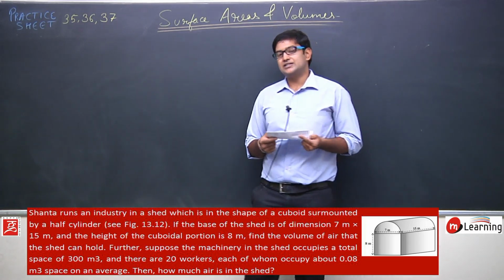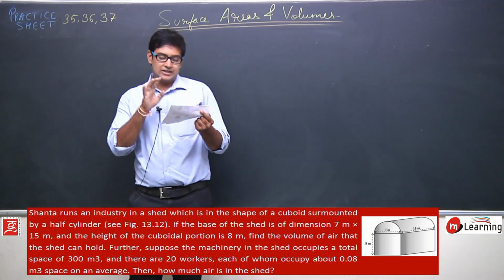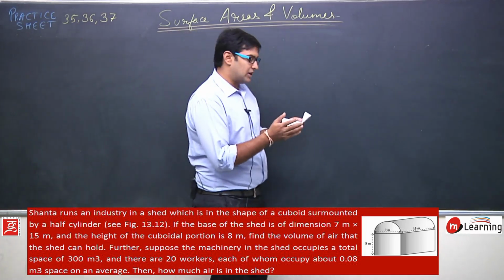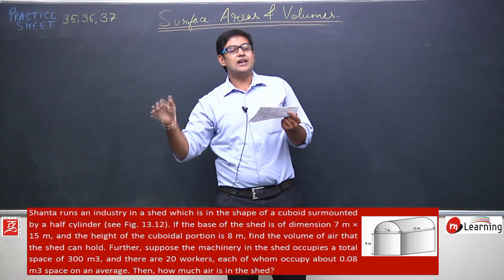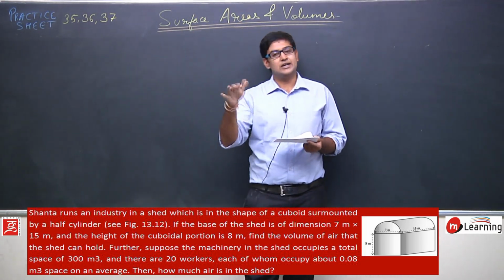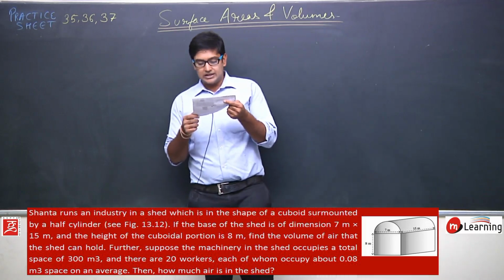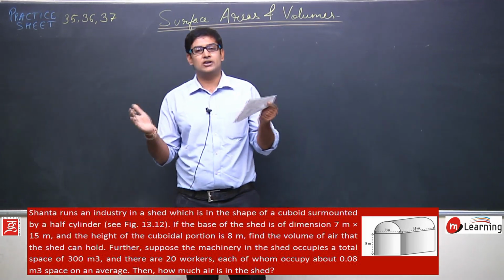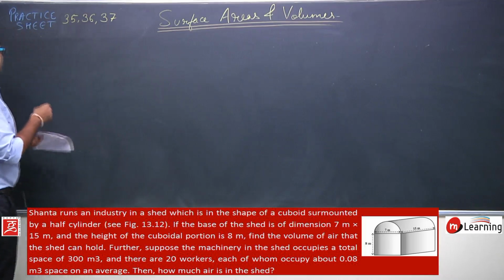Okay. So let us try to analyze this question. The first part of this question is asking us that there is a cuboidal factory, the cuboidal industry, and it is covered with a half cylindrical top, and it says what is the volume of this particular industry, of this particular building. So let us draw the diagram first.